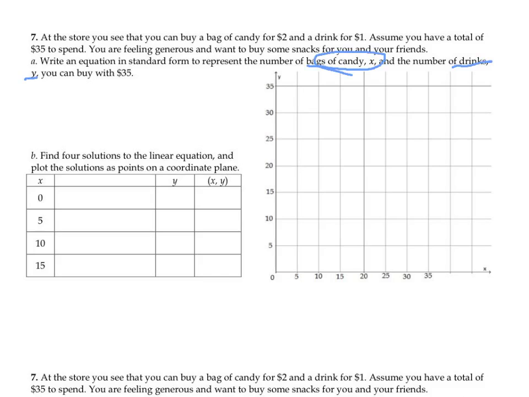So, bags of candy cost $2. So that's 2x. And then we're also paying for drinks that cost $1. So that's 1y. And how much do I have to spend? Okay, so we want that to equal $35. So the equation that we're going to write in the middle is 2x plus 1y equals 35.